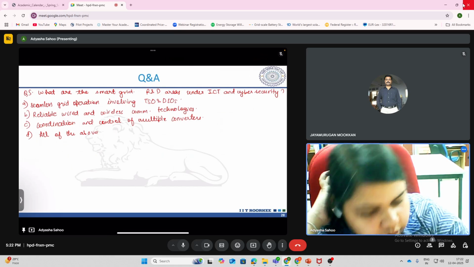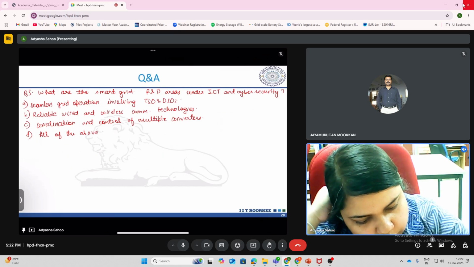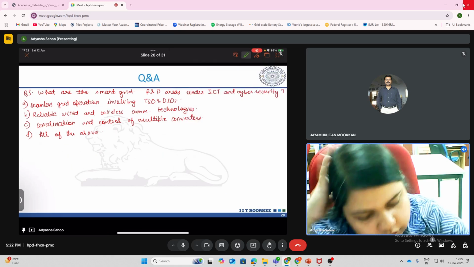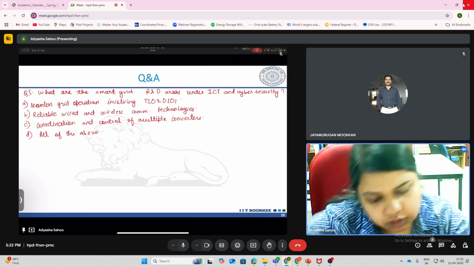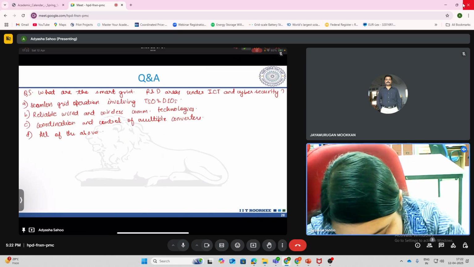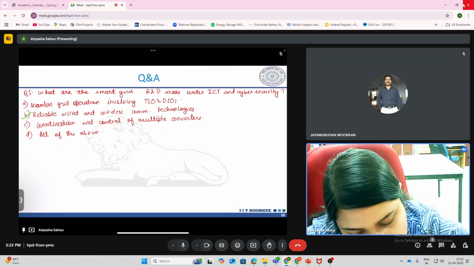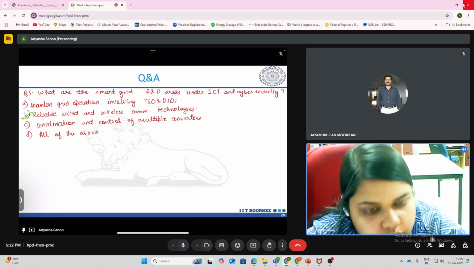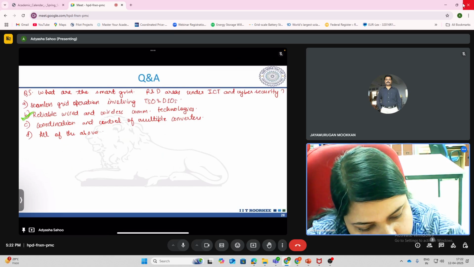So it is asking only for information communication technology and cybersecurity point of view. So seamless grid operations with TSO and DSO, that was from policy and regulation frameworks point of view. Then reliable wired and wireless communication technology, that is true, that is coming under ICT. Coordination and control of multiple converters, that is not true. So B is the correct answer.